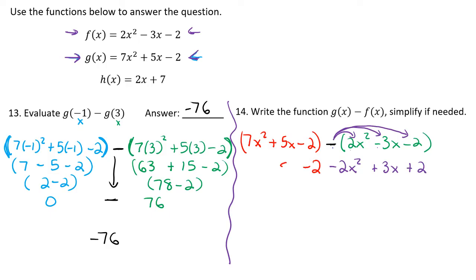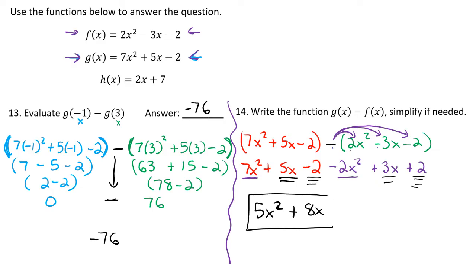So now we can go ahead and look at the problem. We find any like terms and we want to combine them. So we've got 7x squared minus 2x squared. That's going to give us 5x squared. We have 5x plus 3x. That is 8x. And then we've got negative 2 plus 2. That would make 0. And so now we have written the new function.